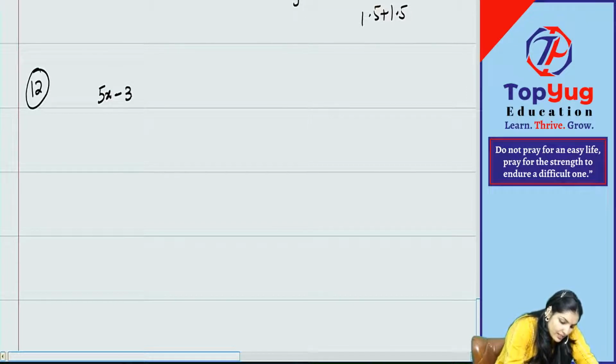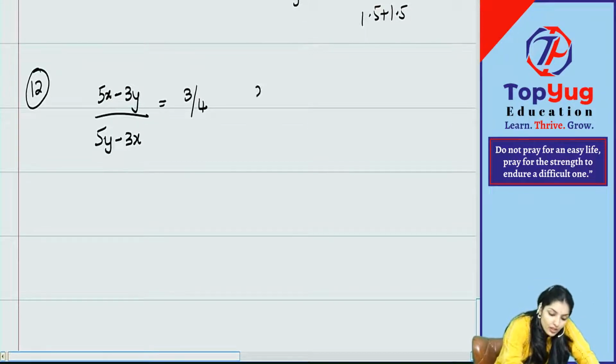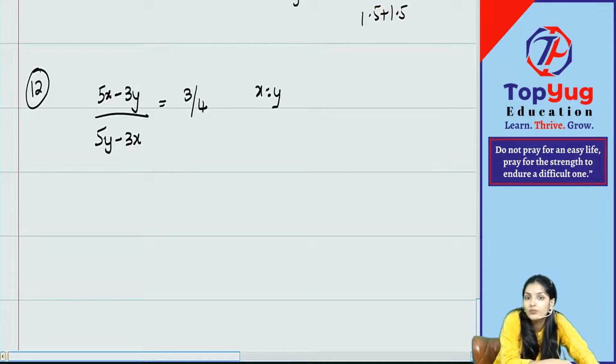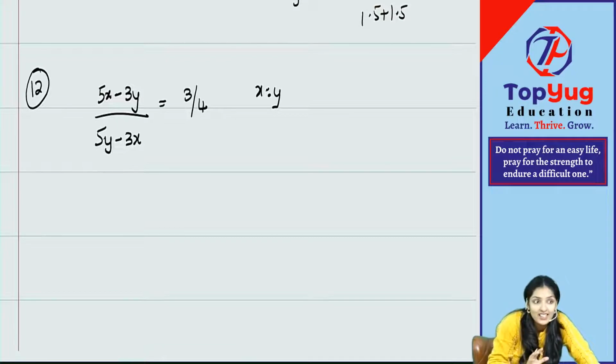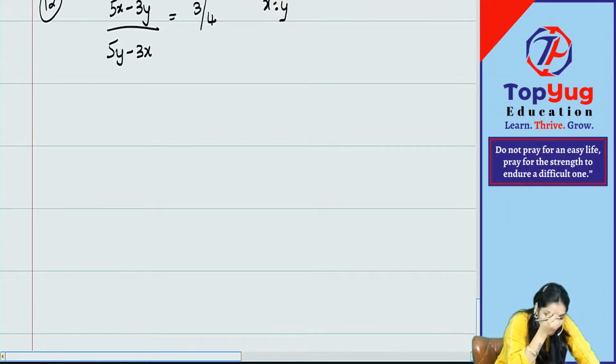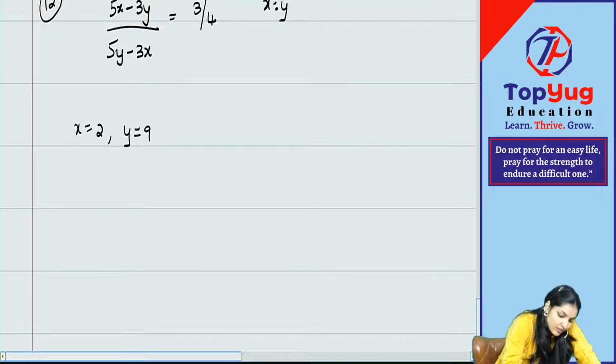So 5x minus 3y divided by 5y minus 3x is equal to 3 by 4. Value of x is to y. What will you do, tell me? Trial and error method. When nothing makes sense, the light bulb goes on in your mind, like Mentos. Trial and error method. Let's substitute. Option A, x is equal to 2, y is equal to 9.